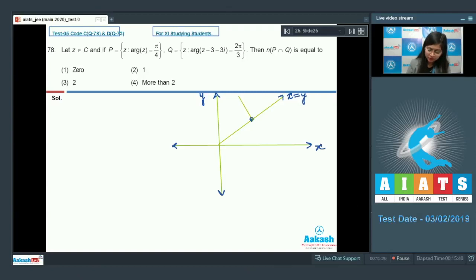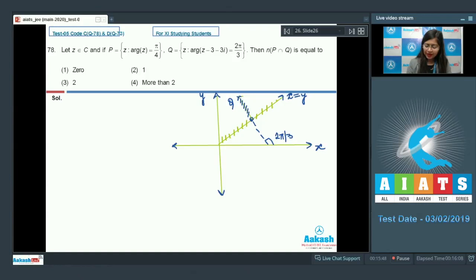So these are the points Q, right? Where this line, when joined here, makes an angle of 2 pi by 3 with the positive x-axis, right? But this point is not included here. Only these points are included here, right? Similarly, for P, these points are included.